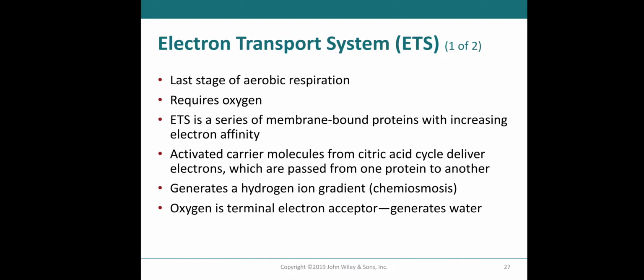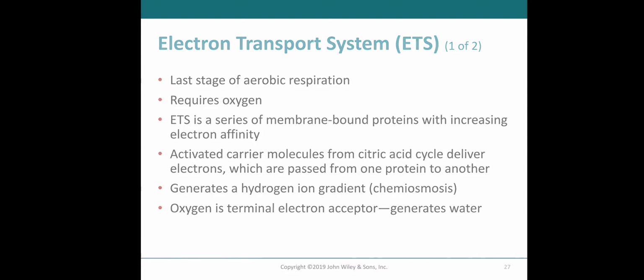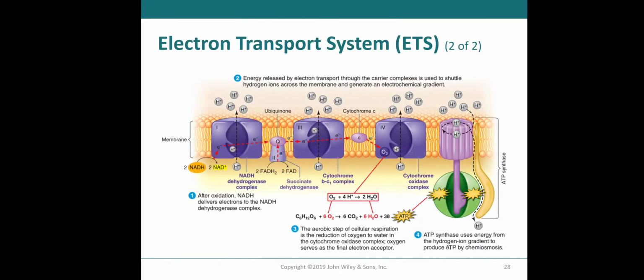You will see here why oxygen is important. Oxygen is important here because oxygen is the terminal electron acceptor. So all of the electrons that the electron carrier, NADH, passes to the ETS end up with oxygen. And when oxygen receives these electrons, it generates water. So here is your electron transport system.